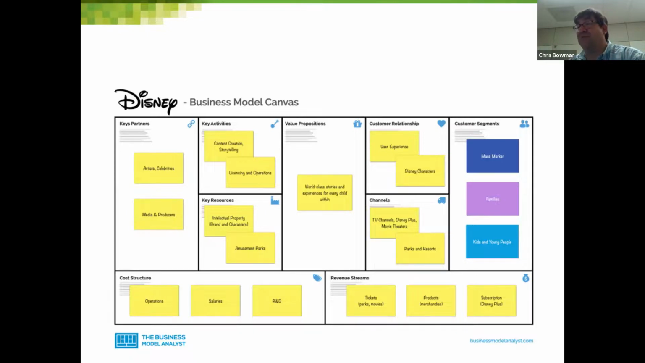Those are the segments we're focusing on because it's Disney. And how does it all connect together? What are our revenue streams? What are our cost streams? How much do we expect to make out of amusement park tickets versus the next Star Wars movie versus Disney Plus, and so on? And how does it all relate together?